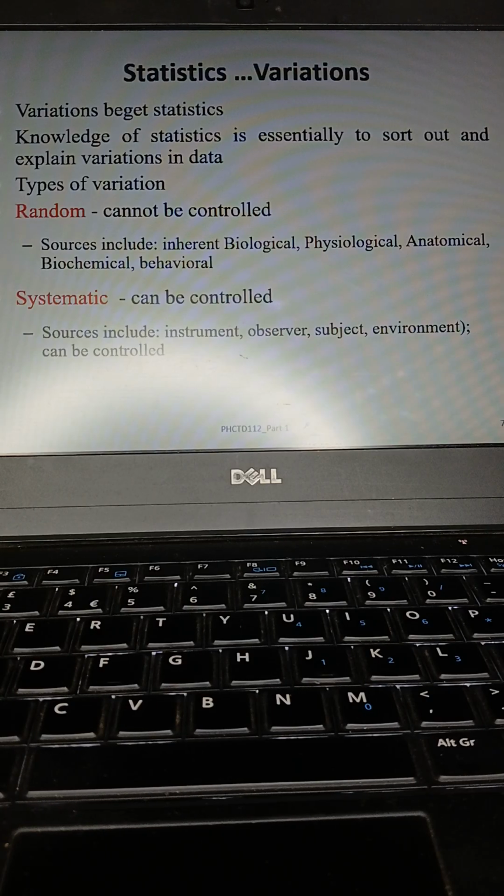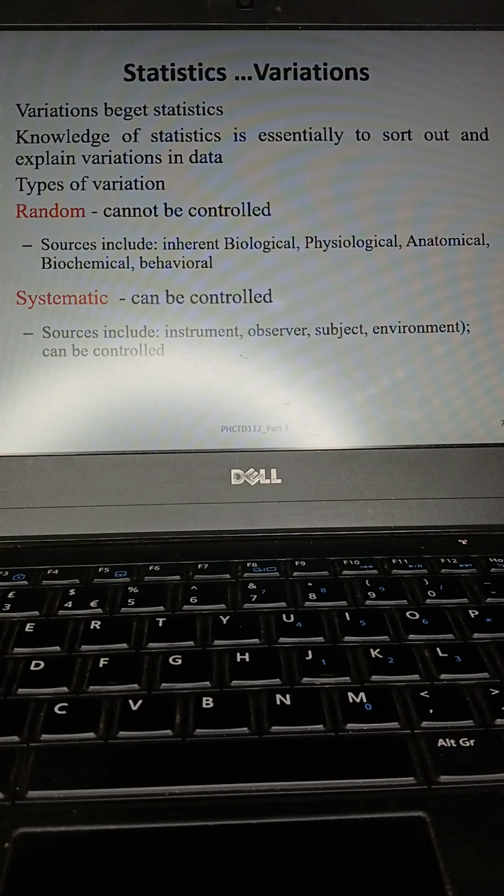Quote that word, variations. Why variations? Variations beget statistics. Knowledge of statistics is essentially to sort out and explain variations in data. And we have different types of variation. We have the random one and we have the systematic one. The random one is those ones that you cannot control. This includes maybe inherent biological, physiological, anatomical, biochemical, or behavioral.